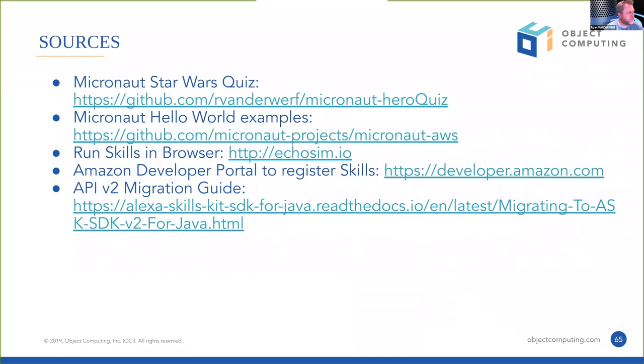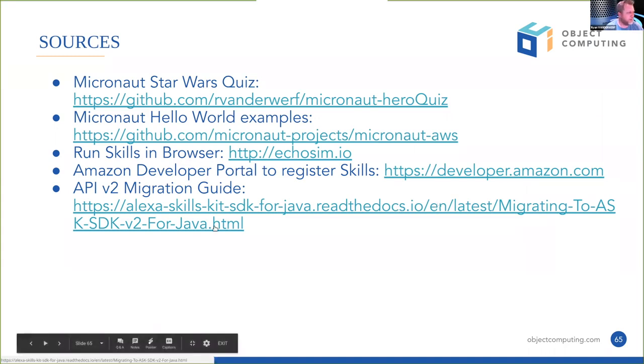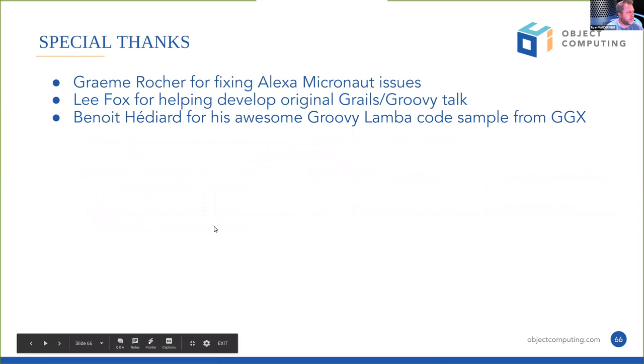All right, so I've got some sources here. I've got some GitHub examples and all those things here you can go to for Micronaut and the Star Wars quiz, how to run your browsers and test them. The API migration guide is the best document I've found so far about how to read version 2 of the API. And special thanks to Graham and Lee and Benoit for helping me out in the beginnings of this thing back when I started with Grails.